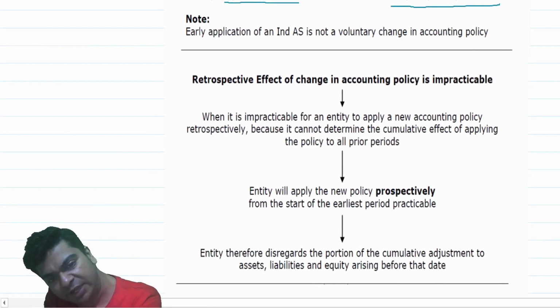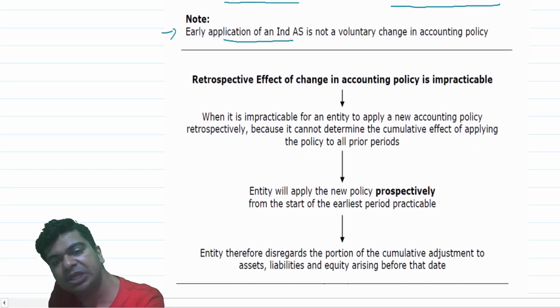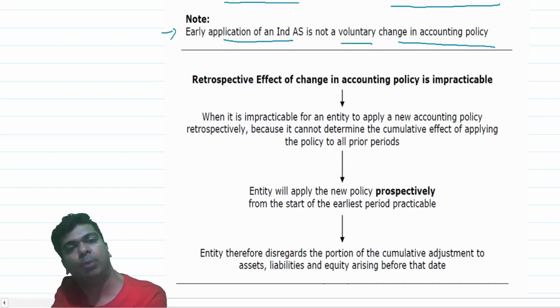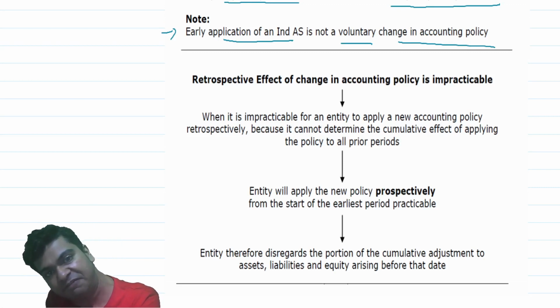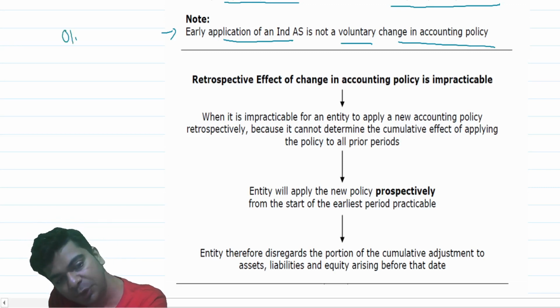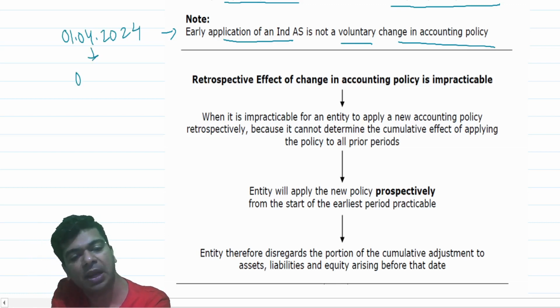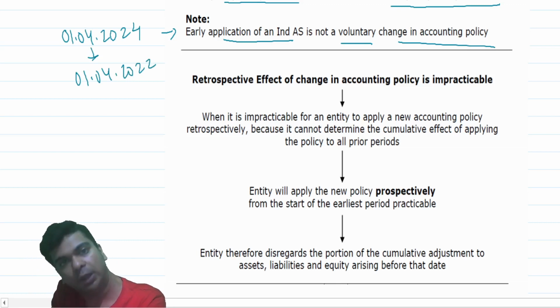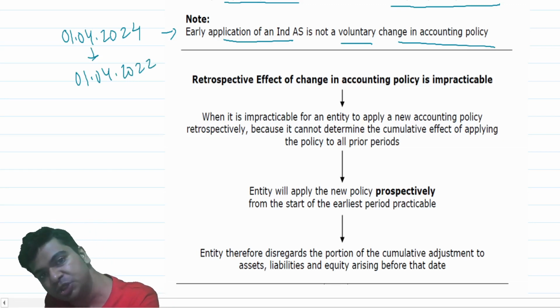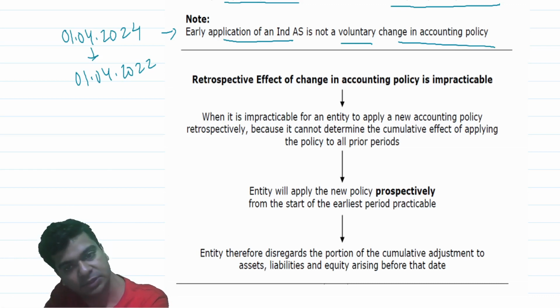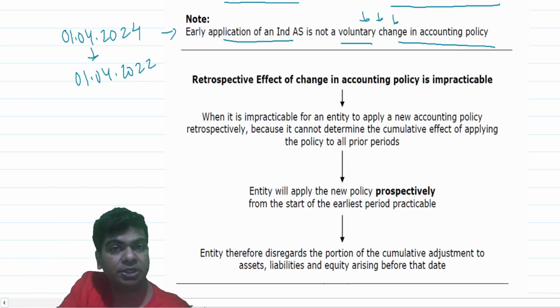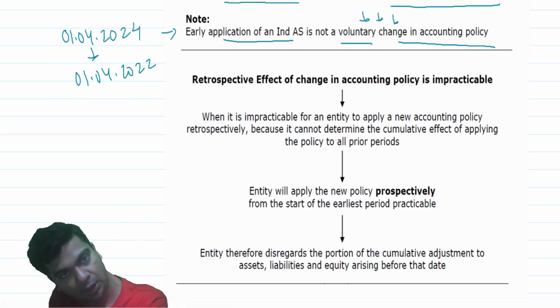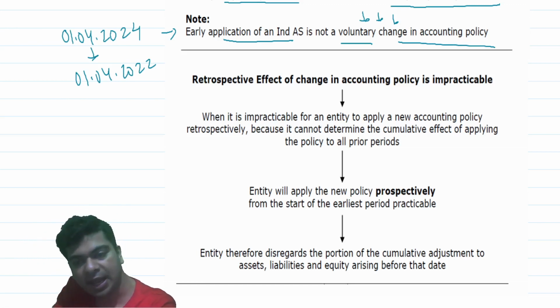Yeah, there's one more point over here, the note actually. They are saying that early application of Ind AS is not a voluntary change in accounting policy. Many a times Ind ASs are prepared and notified, but they say the Ind AS will come into effect from 1st April 2024. But I want to start applying it from 1st April 2022, and hence I'm going for a voluntary early adoption of the Ind AS. You cannot say it is a voluntary change in accounting policy. We know an accounting policy can be changed if it is required by an Ind AS. Early adoption will fall into that category. Okay.